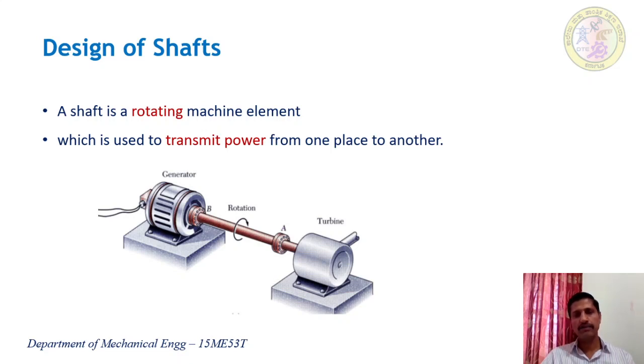And for doing that, we have connected a shaft with the help of two couplings A and B. So here we have to have a shaft in such a way that it is able to transmit or withstand the torque transmitted by the turbine.